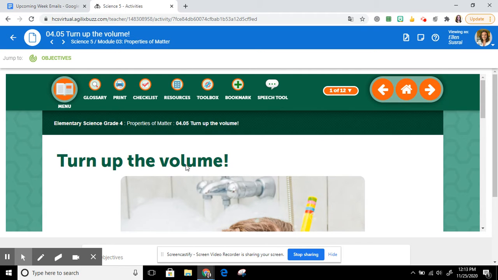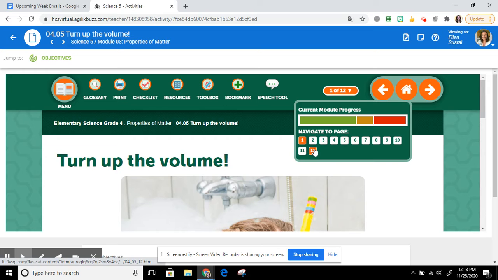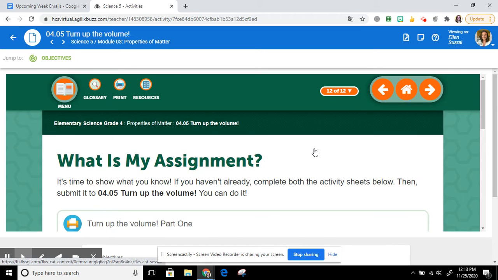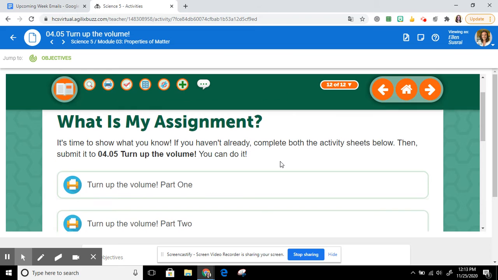There's a couple of practice like a scientist experiments in here that I've linked in the announcement on Buzz, so you can watch those videos of the experiments being done. Your assignment can be found on the last page of the lesson. You'll also find that these worksheets are throughout the lesson as well.